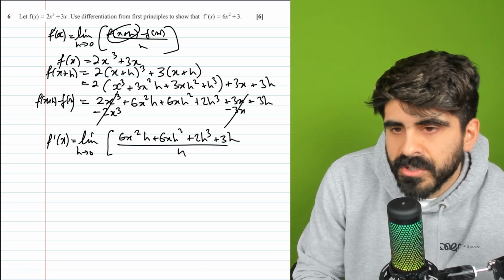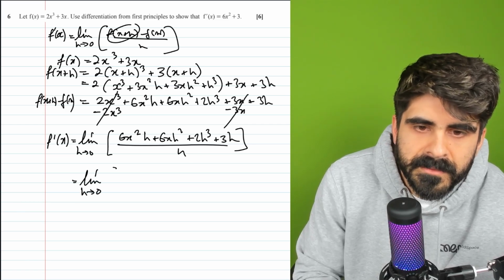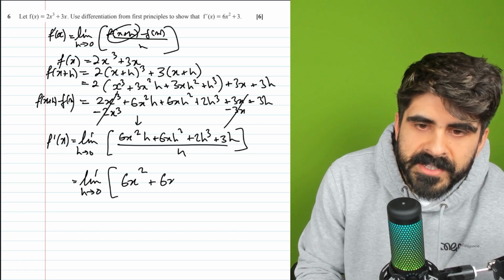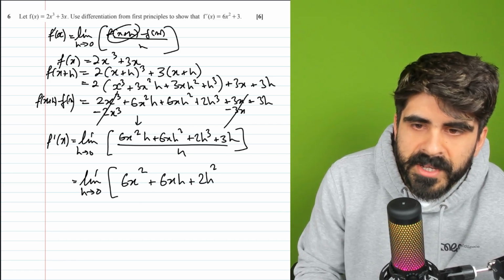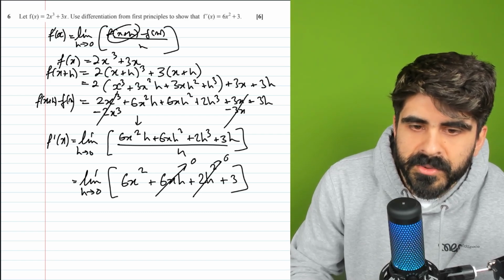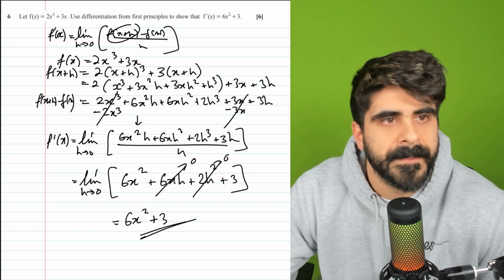All over h. All the h's essentially cancel, so each term you're just dividing by h. So we get 6x squared, 6xh, 2h squared, and 3. And as h tends to 0, these all go, and we're left with 6x squared plus 3. Nice.